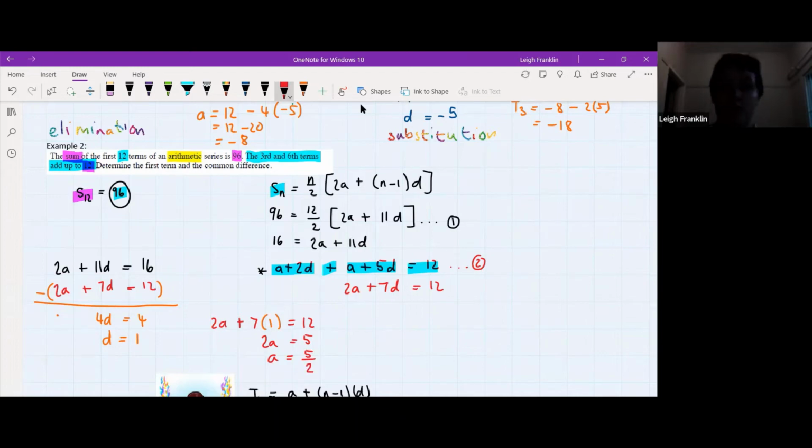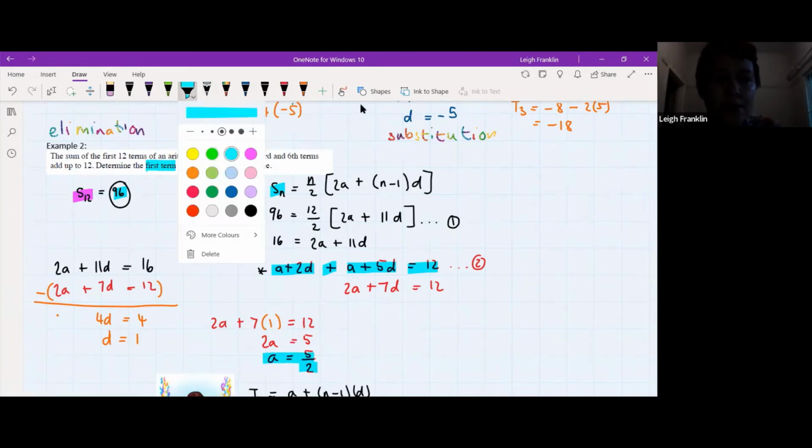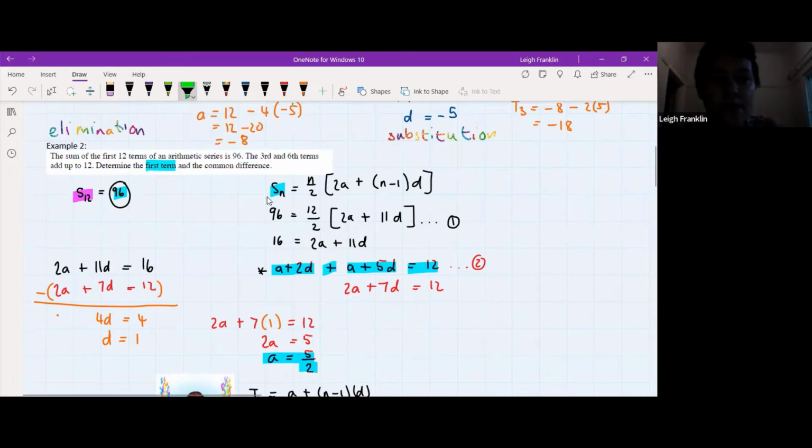Right, so I've answered the question. I've calculated the first term. Remember, the first term is a. So where they've asked me to calculate the first term, let's just get rid of all of that. They've asked me to calculate the first term. The first term is a. They've asked me to calculate the common difference. The common difference is d. So there's my answer for d over here.